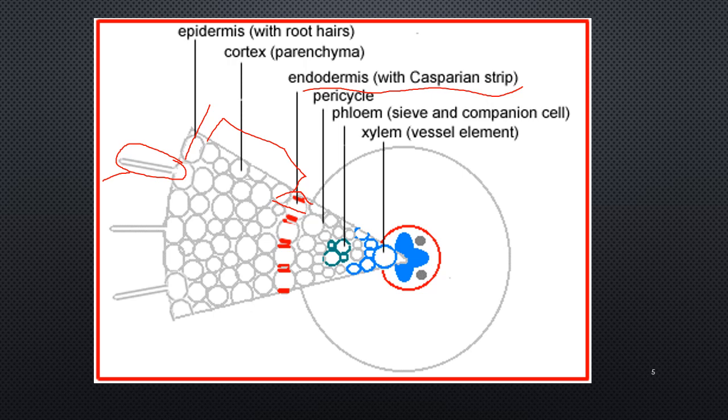Okay, coming in from that, the next layer in is the pericycle, and that's where lateral roots develop. And then we get into the stele. That's this whole section here. And that means that we have vascular tissue in there. Oh, sorry, the stele also includes the pericycle. Sorry, pericycle and vascular tissue is the stele.